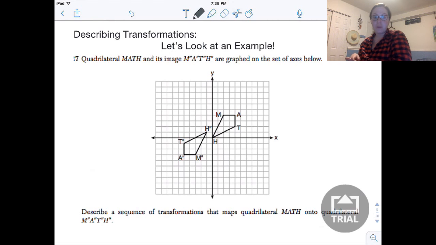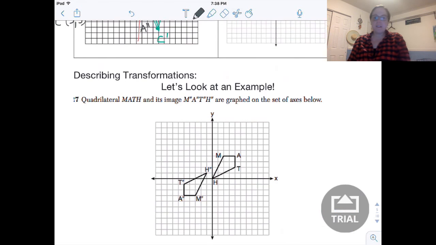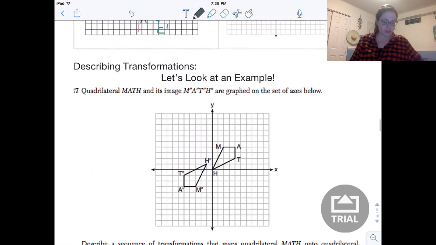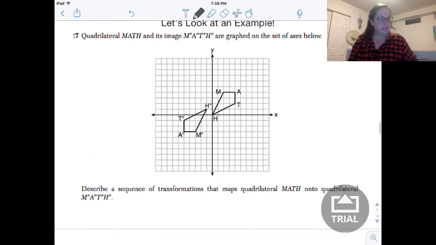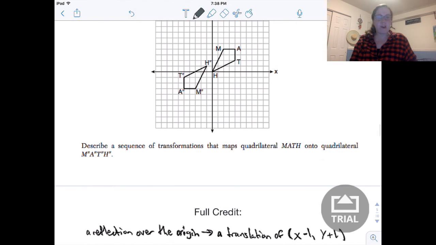And it says, these are given. Describe the transformation that occurred. And so I want to look at some that got full credit and some that got not full credit and talk about why. So here is the first full credit one. They said a reflection over the origin, which we would also call a 180-degree rotation, and a translation (x - 1, y + 1). So notice they said reflection, and they told me what over. And they said a translation, and they said by how much. They were very specific, right?